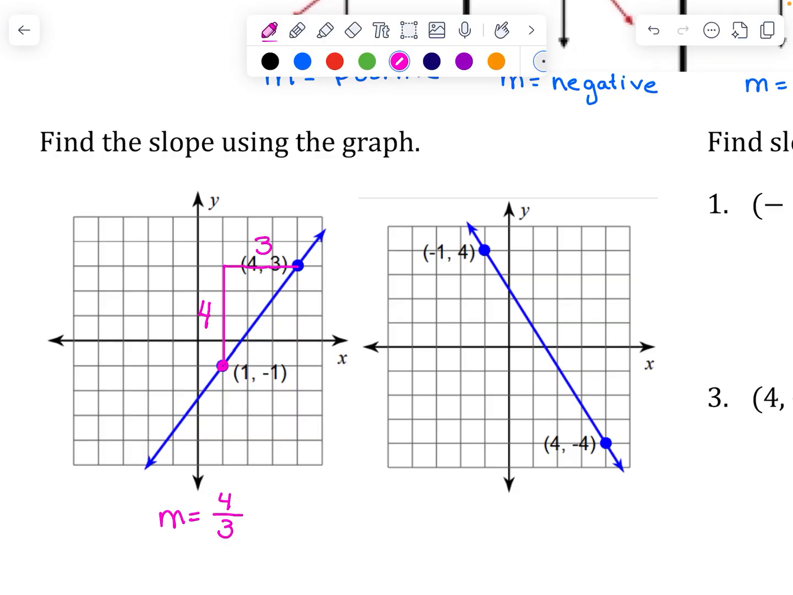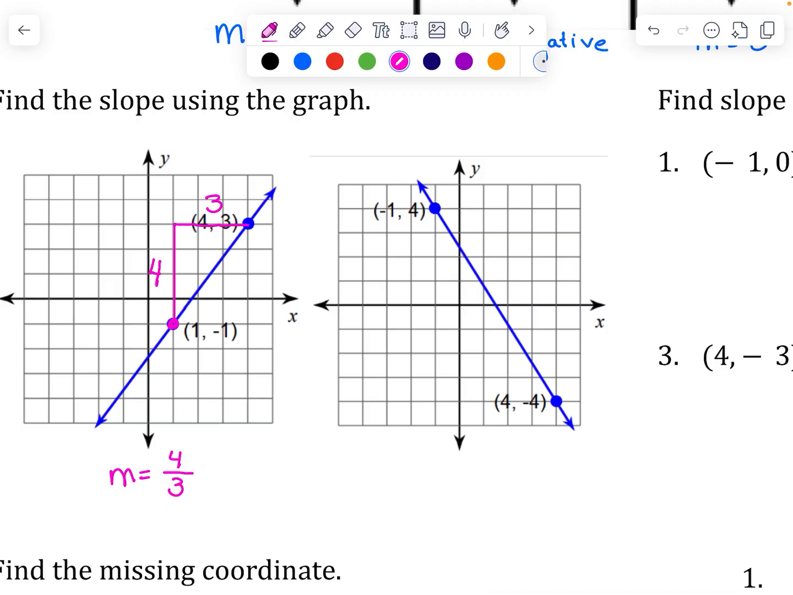So again, once you're given a graph, it's all just counting. And I always start from the leftmost point. So I'm going to start at this point, -1, 4. So now I'm just going to count down. 1, 2, 3, 4, 5, 6, 7, 8. So my rise is 8. My run is 1, 2, 3, 4, 5. So my run is 5. So our slope is going to be 8 over 5.